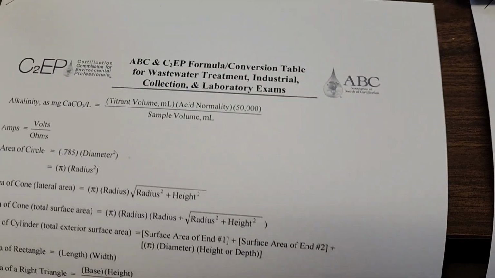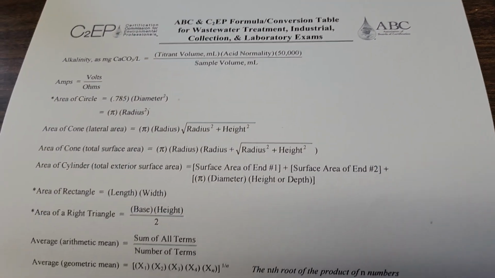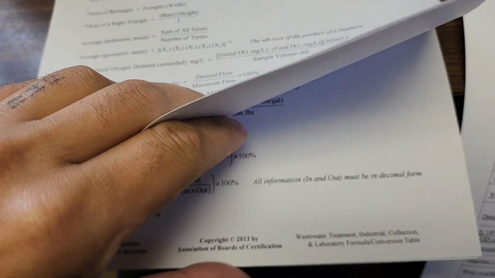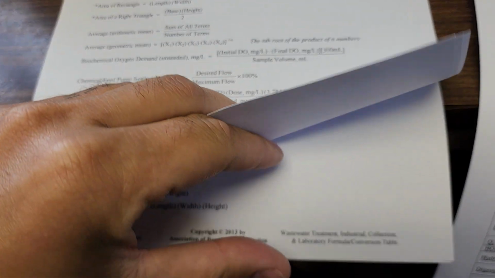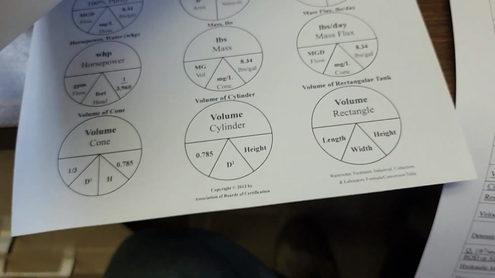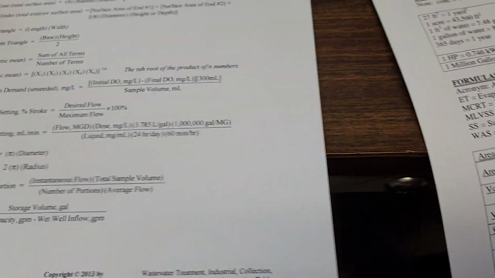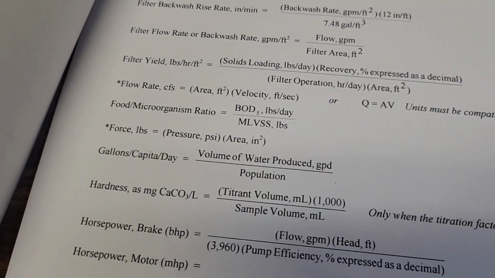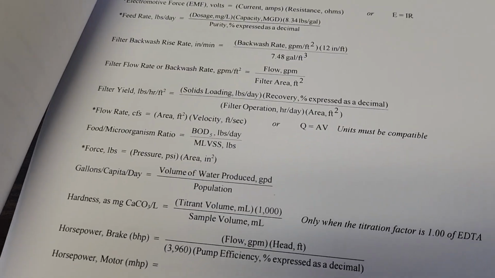I have two sheets here. One is the ABC formulas and equivalence tables. You can see there's 1, 2, 3, 4, 5, 6 pages of just a lot of stuff here. You may use 8, 9 lines. Chances are you're going to take a test that has 8 or 9 problems. Are you really going to use a lot of these, especially for a grade 1?